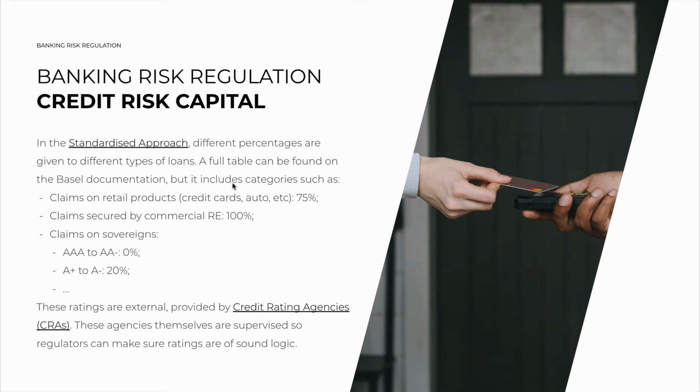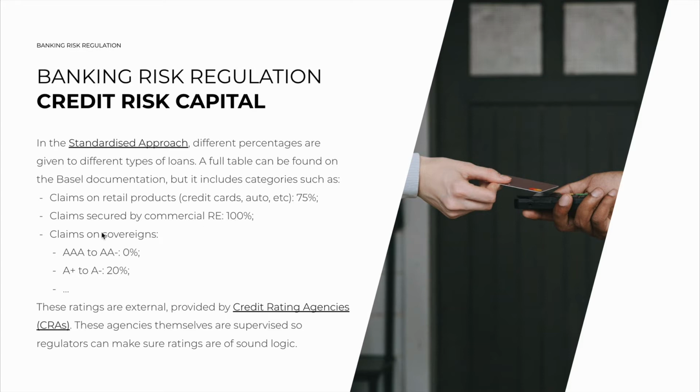Categories include, for example, any claim on retail products, and these are credit cards, auto loans, mortgages, etc., which have a weight of 75%. So if you have 10 billion of retail loans in a portfolio, you need 7.5 billion of regulatory capital just for that portfolio, period. Claims secured by commercial real estate have a weight of 100%. If you have 10 billion in these, you need another 10 billion as risk capital.